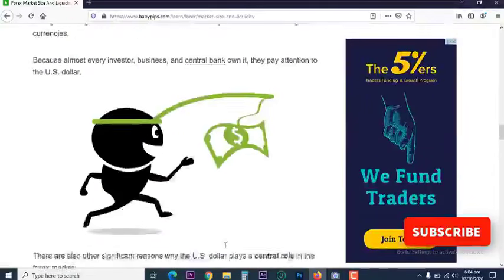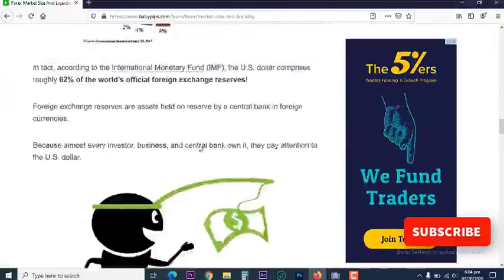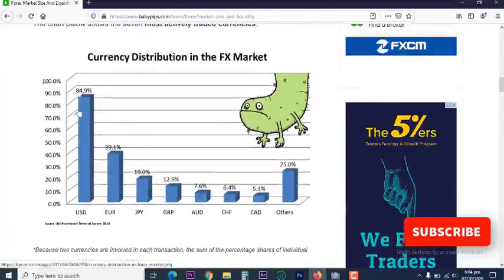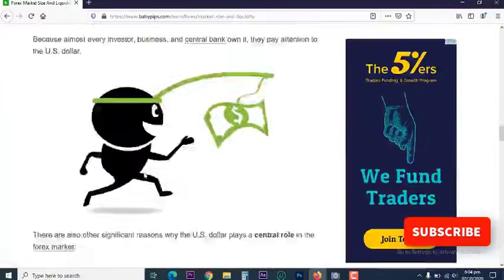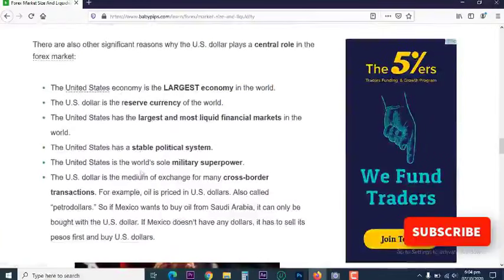So why is the US dollar the most traded? Why is it the highest over here? Let's go down to see the reasons why. The United States economy is the largest economy in the world. That's one reason. The US dollar is the reserve currency of the world as well. The United States has the largest and most liquid financial markets in the world. And the United States has a stable political system.